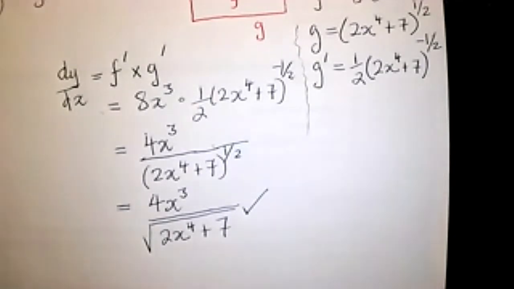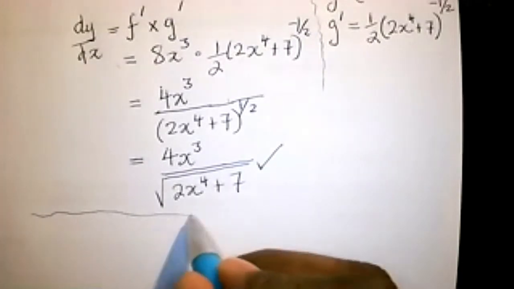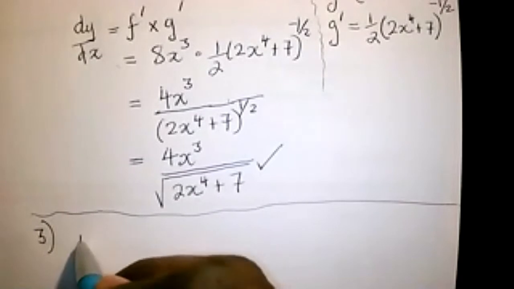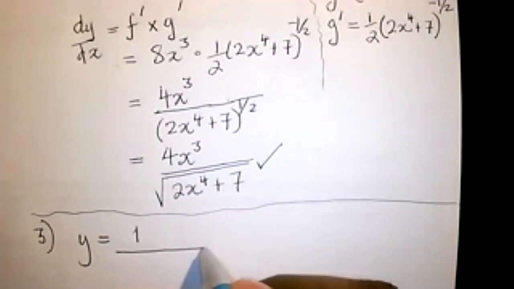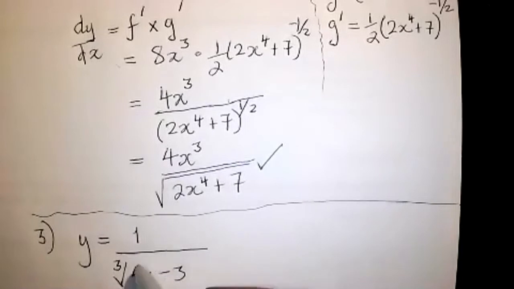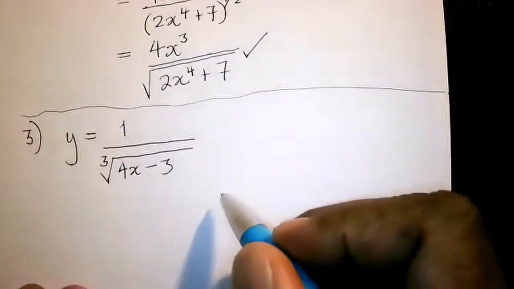Right, I've got two more examples. So this was example 2. So now we go to example 3. So what is example 3? It's 1 over the cube root of 4x minus 3.